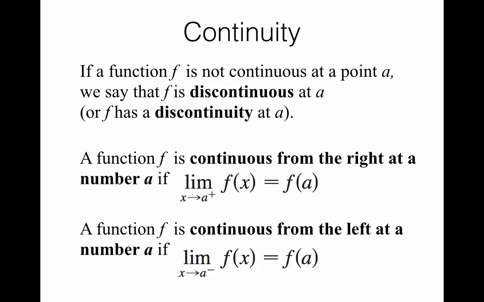Similarly, a function f is continuous from the left at a number A if the left-hand limit of f of x as x approaches A equals f of A. So if you had a graph that was a continuous line, and then a closed circle as a stopping point, then that would be continuous from the left.